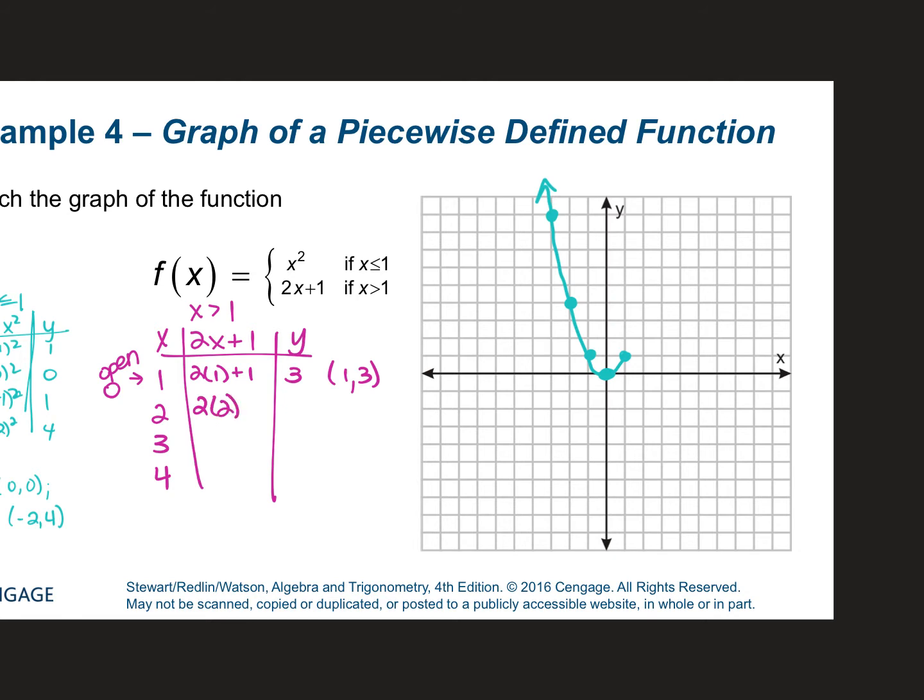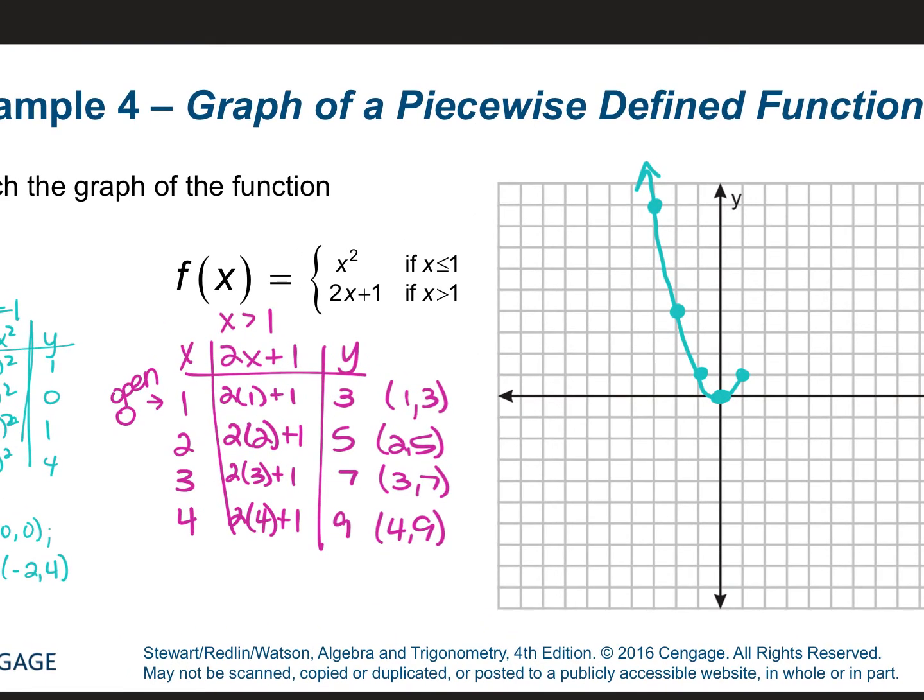For the 2, that's 2 times 2 plus 1. So 2 times 2 is 4, plus 1 is 5. So that's the ordered pair 2, 5. For 3, 2 times 3 is 6, plus 1 is 7. So that's 3, 7. And lastly, the 2 times 4 is 8, plus 1 is 9. So that's 4, 9. So again, we said that 1, 3 is going to be an open circle. So 1, 3 is here. Then you have 2, 5. Then 3, 7. And 4, 9. So we're going to start at that open circle and go to the right and up.